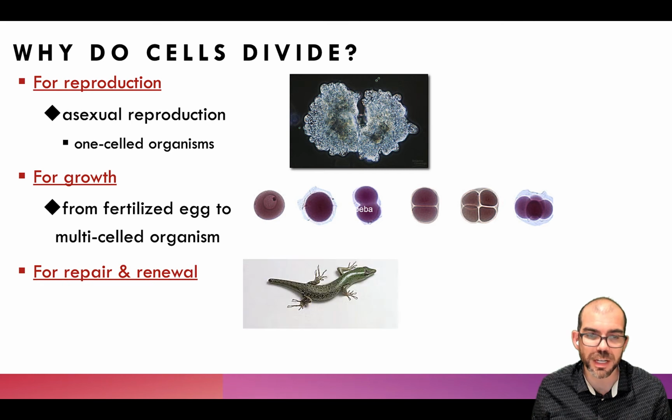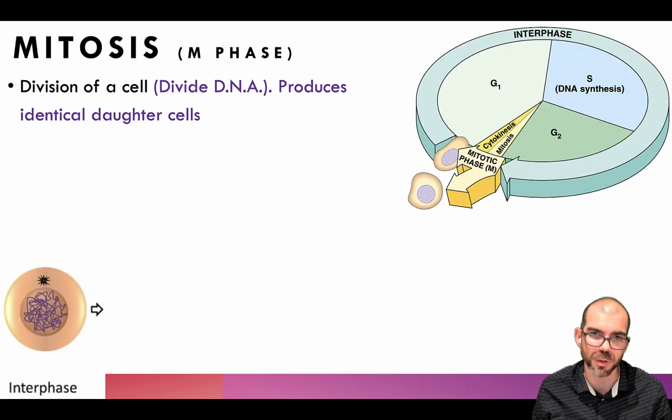Cell division is also needed for repair and renewal. Some organisms can lose body parts like the tail of a lizard. We are constantly losing our skin. We need to be repairing and replacing those cells that die off, and division is the primary way of doing that. So let's look specifically at M phase, mitosis.